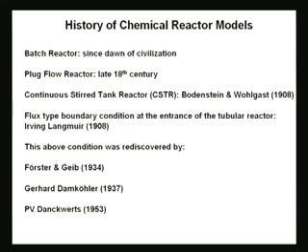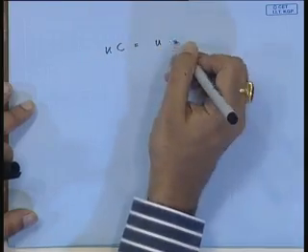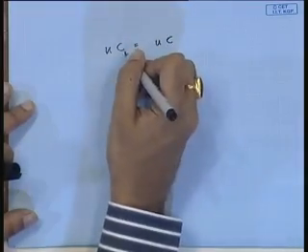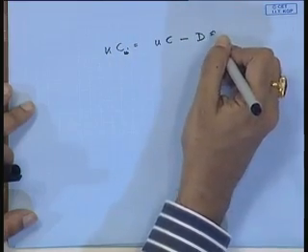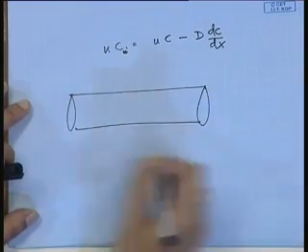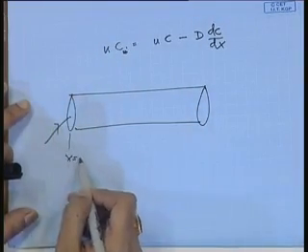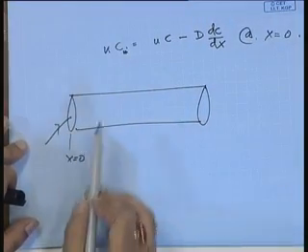Okay, I think I wrote it in the last class, but I'll write it one more time. So, the boundary condition simply goes as, whatever is coming in, U times C in, equals whatever is going out, U times C, minus D times del C del X. Okay. So, you have the tubular reactor over here, and you are trying to find out what is the boundary condition at X equals 0. So, this is my boundary condition.